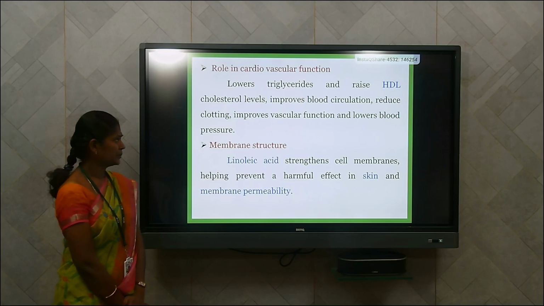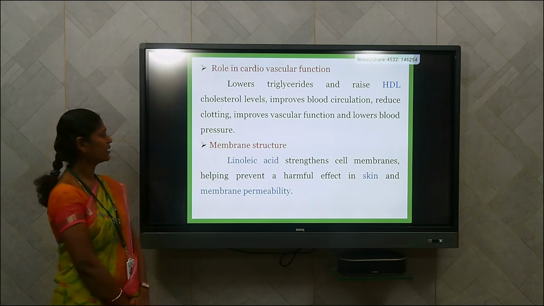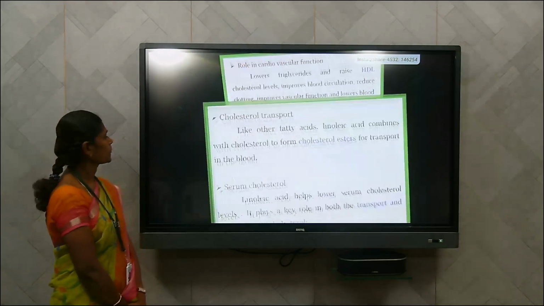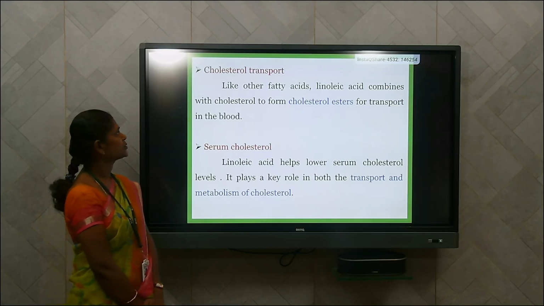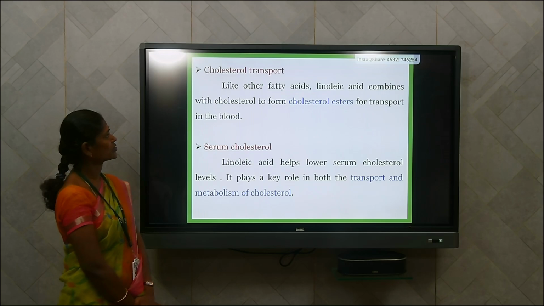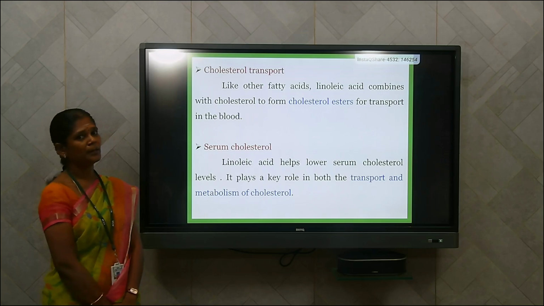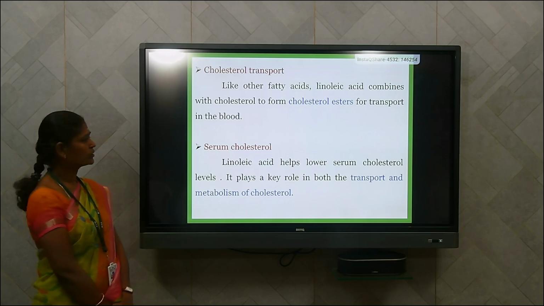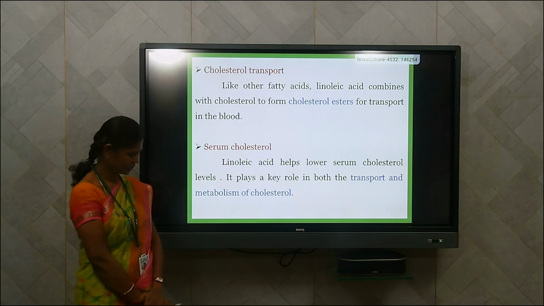Next, in membrane structure, linoleic acid strengthens the cell membranes, preventing harmful effects in skin and membrane permeability. This essential fatty acid also is involved in the transportation of cholesterol. Like other fatty acids, linoleic acid combines with cholesterol to form cholesterol esters for transport in the blood. In serum cholesterol, linoleic acid helps lower serum cholesterol levels, and it plays a key role in the transport and metabolism of cholesterol.